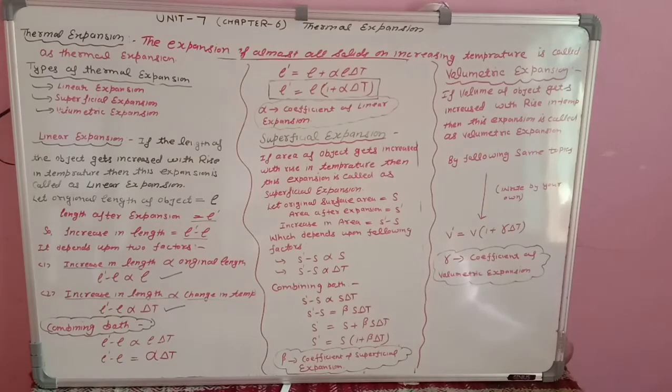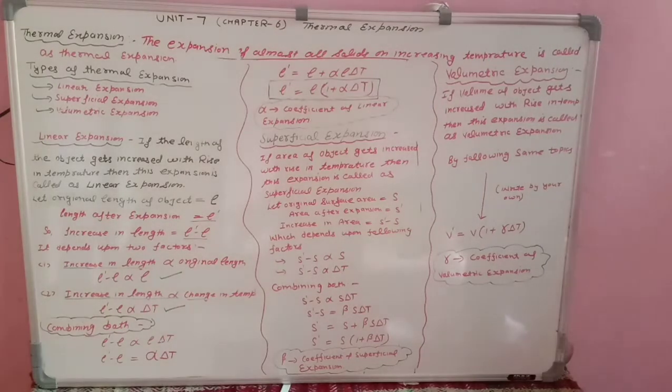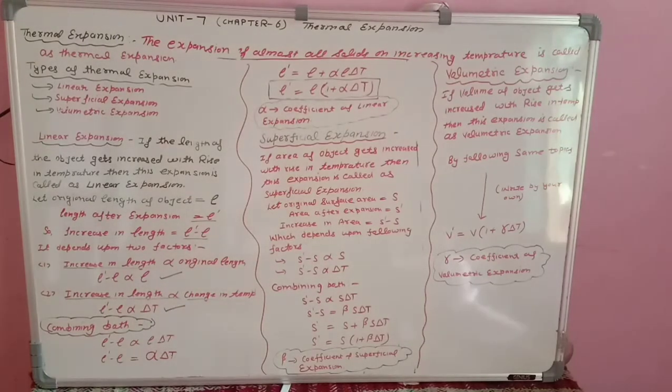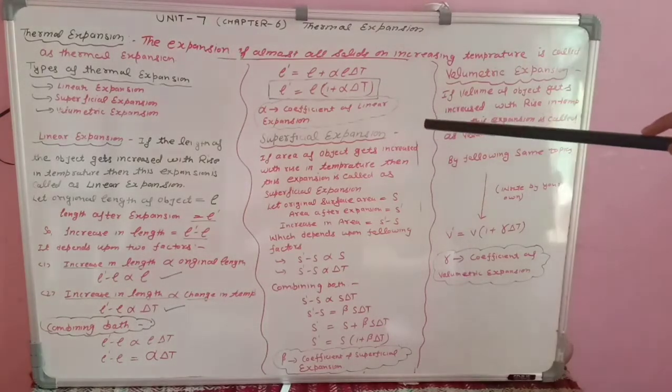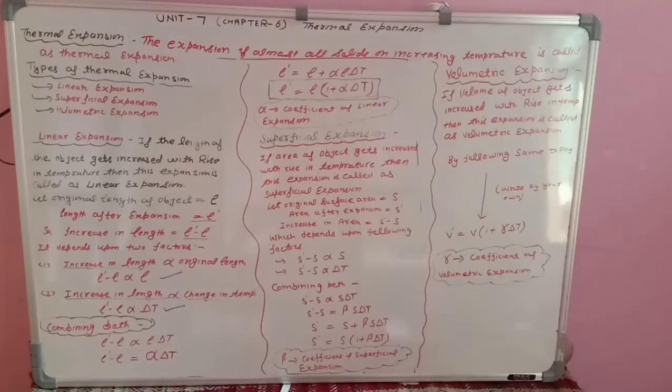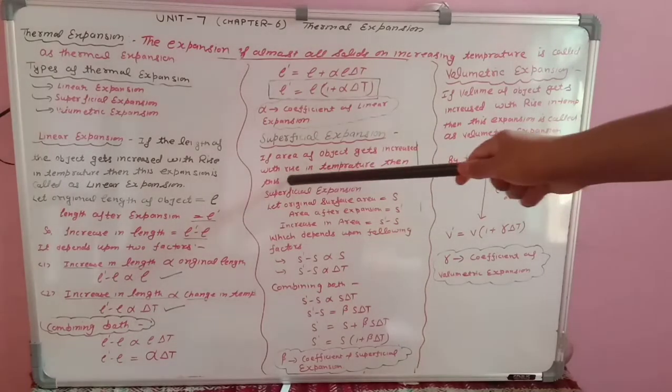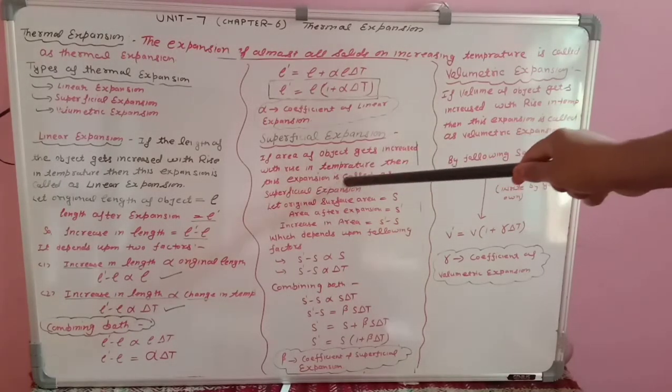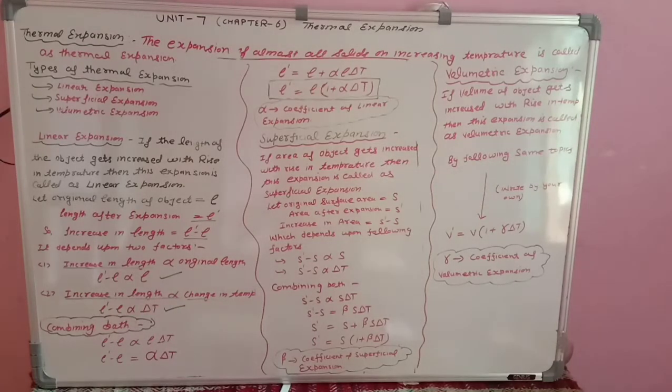Okay, next is superficial expansion and volumetric expansion. Both are exactly same as the first one. So superficial expansion I'm explaining once again, and volumetric expansion you will do on your own. Okay, so let us start. Superficial expansion. Students, now you are increasing temperature. In first, length was increased, in second, now we are increasing area. So if area of object gets increased with rise in temperature, then this expansion is called superficial expansion.